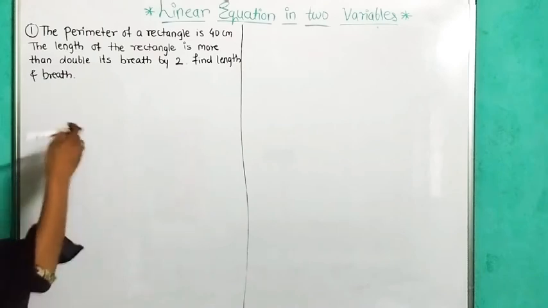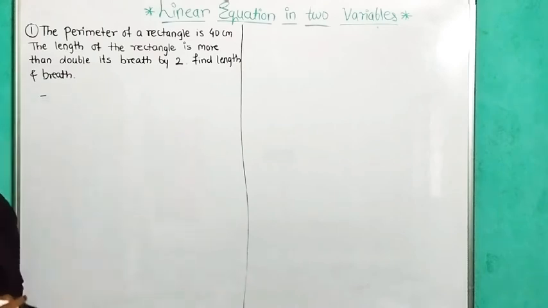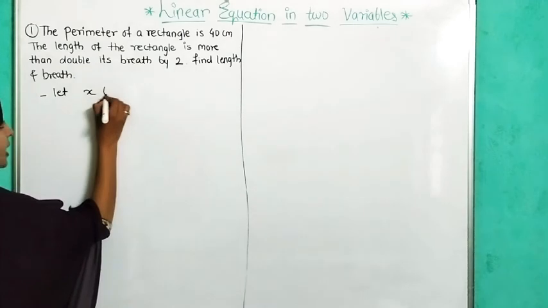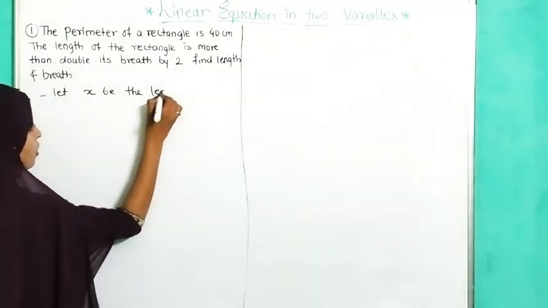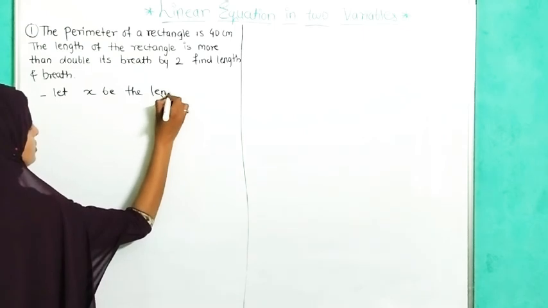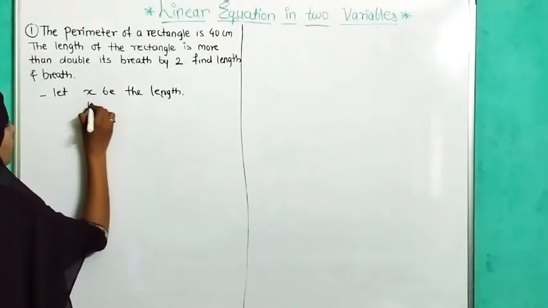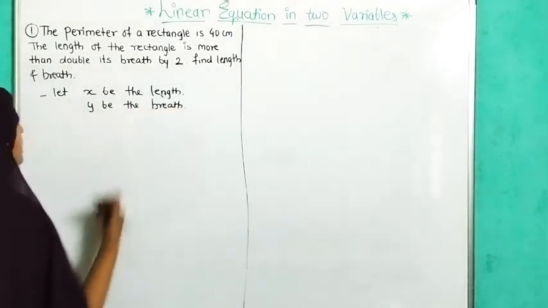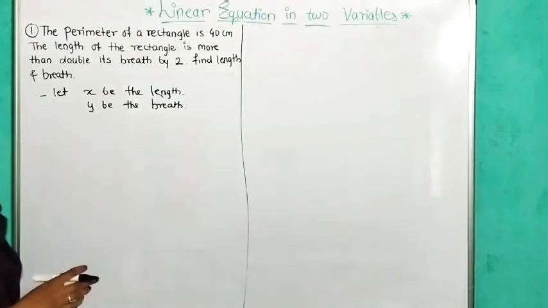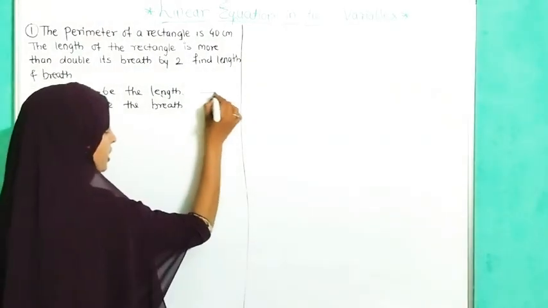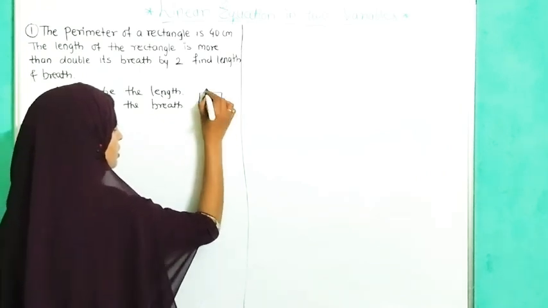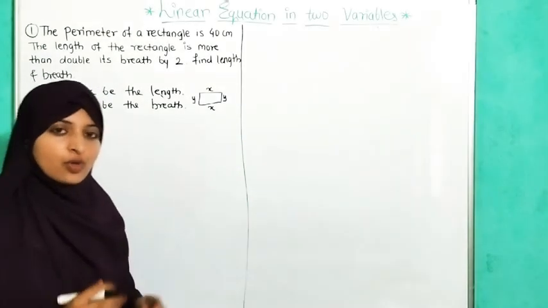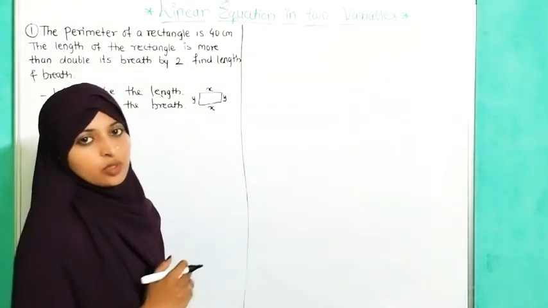Now, if we want to solve this, we have to consider the length and breadth. So let x be the length of the rectangle and y be the breadth of the rectangle. Here we have considered the length and breadth of the rectangle. If you look at the rectangle, the opposite sides are equal. And if you want the perimeter, then the addition of all four sides is equal to the perimeter.